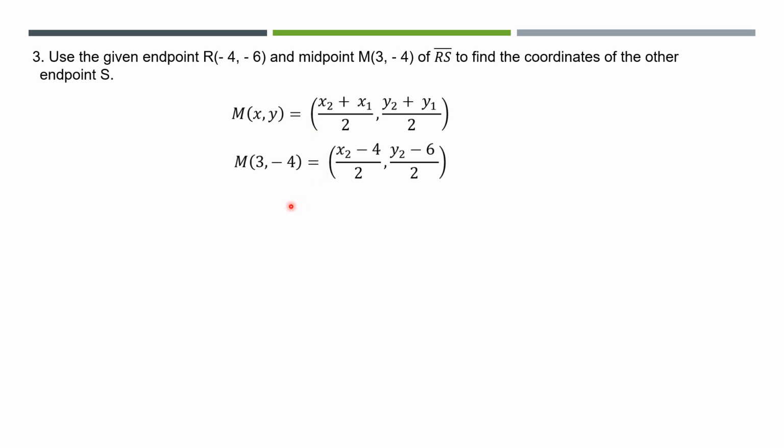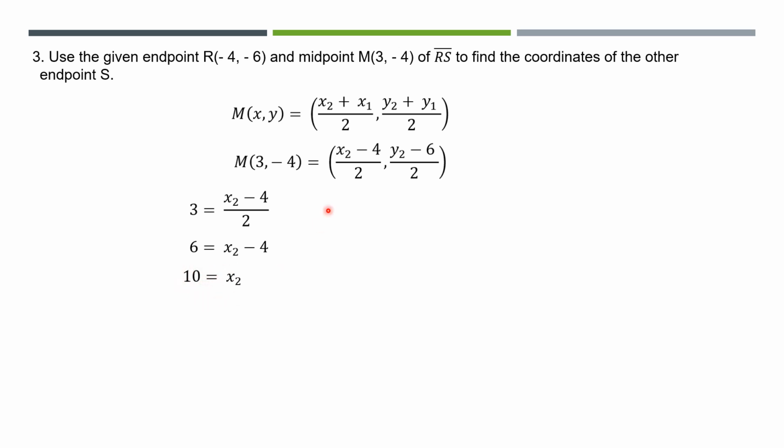So the easiest way to do this at this point is to literally break this problem apart. We know that this average of the x's will produce the 3 from the midpoint. So I'm going to separate it that way. This average of the x's is equal to the 3 from the midpoint. So order of operations says we're going to multiply by 2 because we were dividing by 2. So now we have 6 equals x minus 4. Then I'm going to add 4 to both sides. So the x value for our missing endpoint is 10.